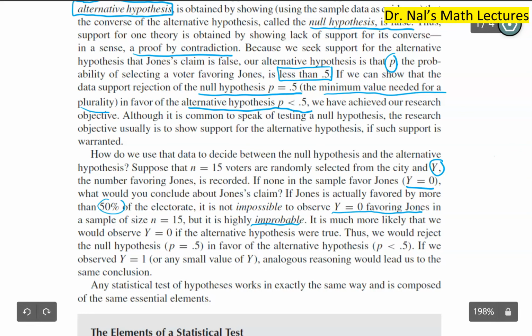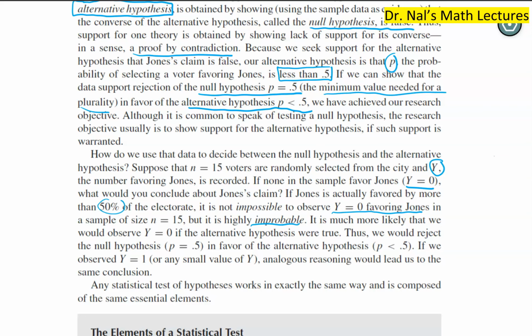That's right. It might as well be that we went to a neighborhood and pulled the sample from people in that neighborhood who, in general, don't support Jones. Maybe that might have been the situation. But still, if you pull a sample of size 15 and none of them favors Jones, then Jones being favored by 50% of the electorate would be a very improbable situation. It is much more likely that we would observe Y equals 0 if the alternative hypothesis were true. Thus, we would reject the null hypothesis in favor of the alternative hypothesis.